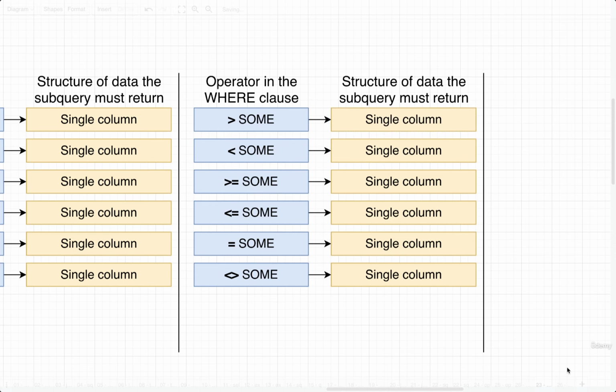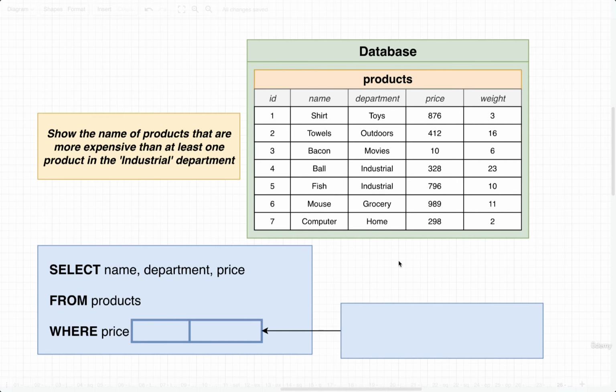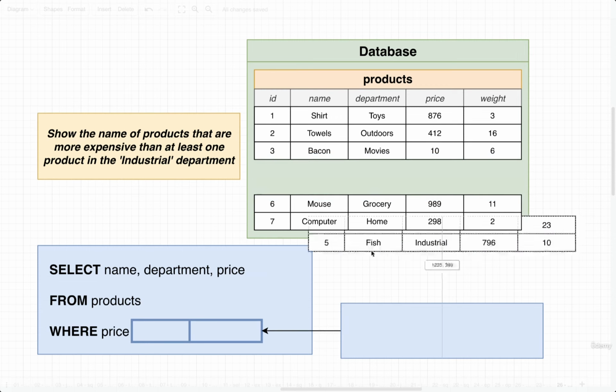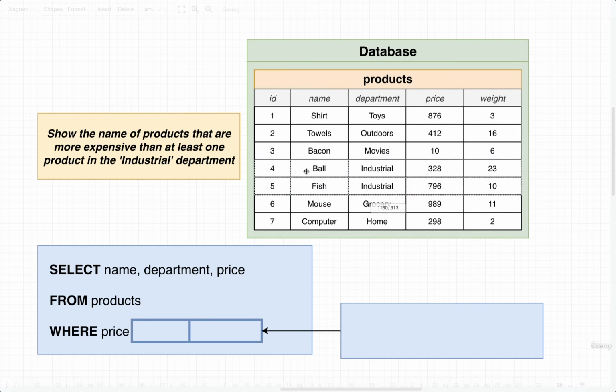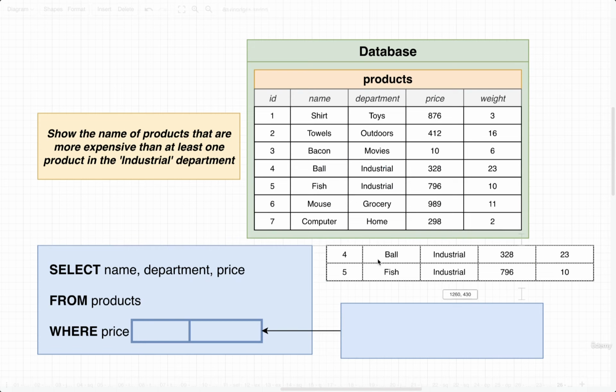So to understand what's going on here, let's take a look at a quick example. In this case, we want to show the name of products that are more expensive than at least one product in the industrial department. Let's walk through this with the imaginary data set right here, just to make sure that the goal is super clear. The first thing we'd probably do is try to find the price of all products in the industrial department. So we would take these two products right here. And technically in this case, because we're using sum, it's more like a copy, just a very small detail.